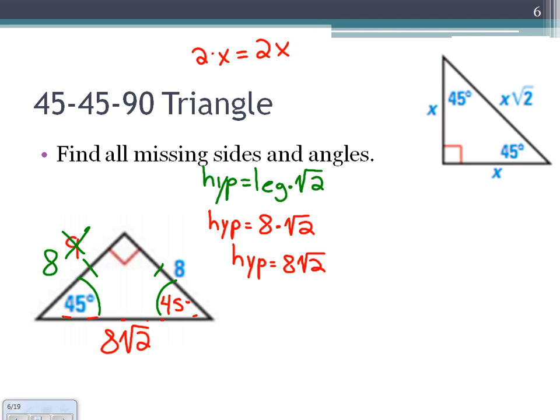So notice, 1 second, Alicia, and I'll get you. Notice our answer. We have 8 root 2. Notice our formula triangle. X root 2. See how those are similar? Okay. Alicia?